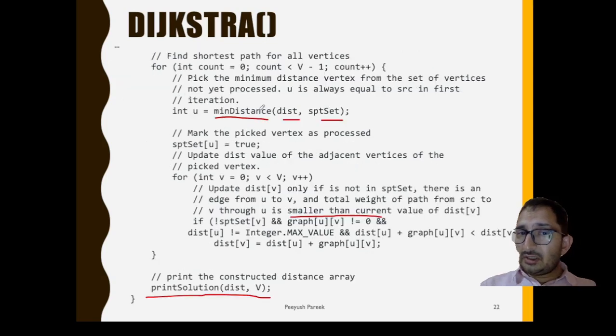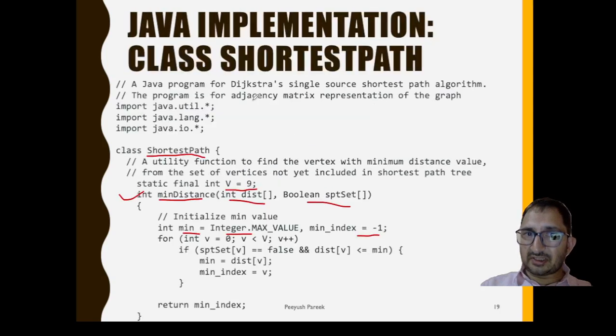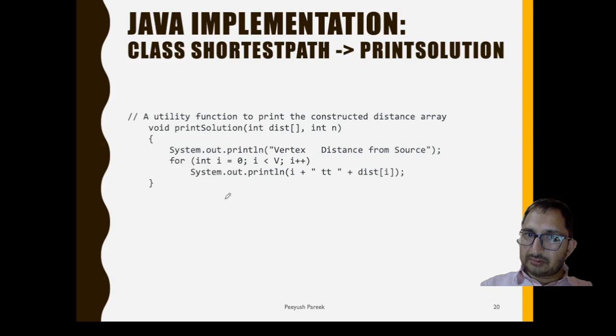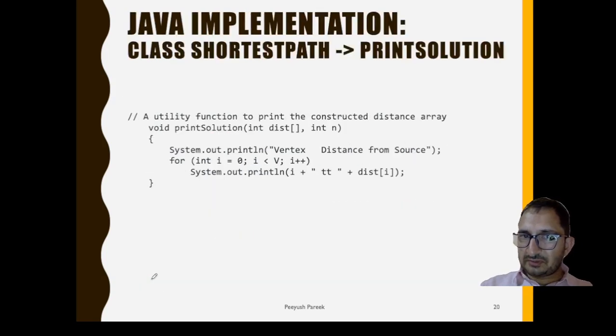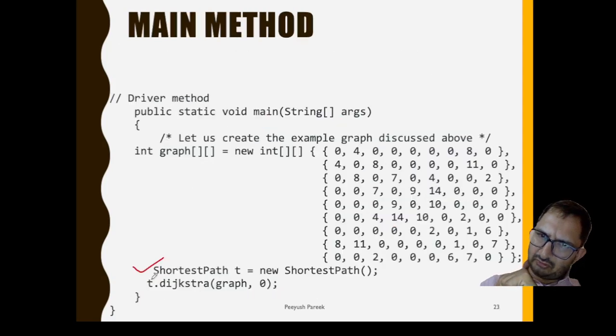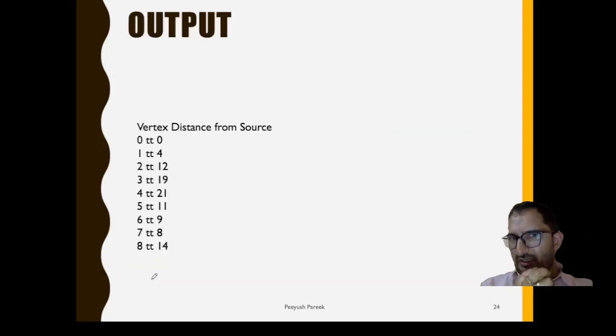It will call the minimum distance. What is the function of this minimum distance? It will calculate the minimum path. It will pass, then everything is done. Now it will call this print solution. Where is this print solution? Here. What does it print? So now we have to find out the solution also. What is the output? Here we have the output.